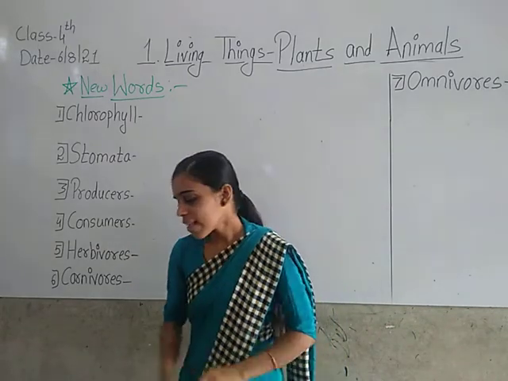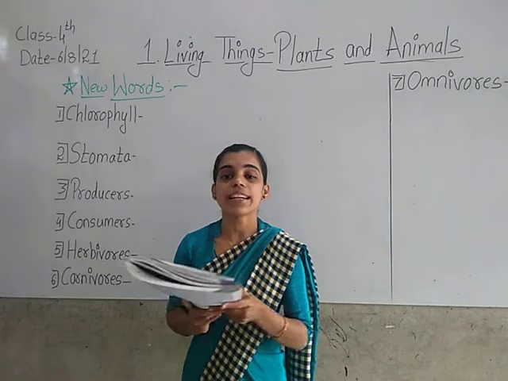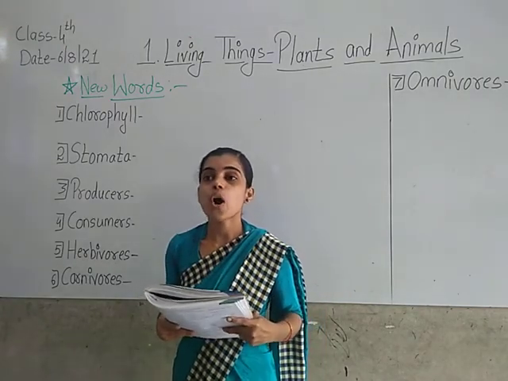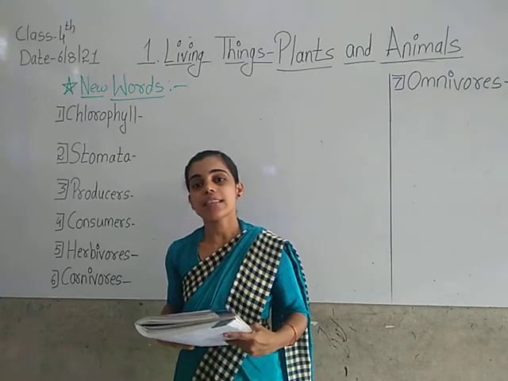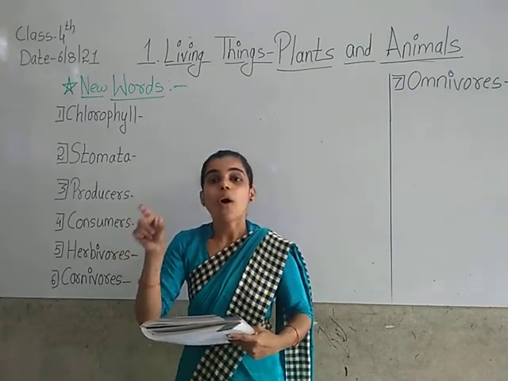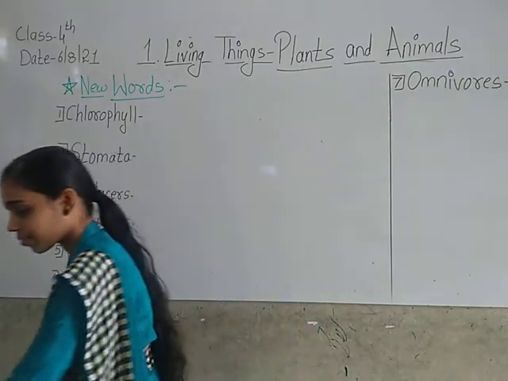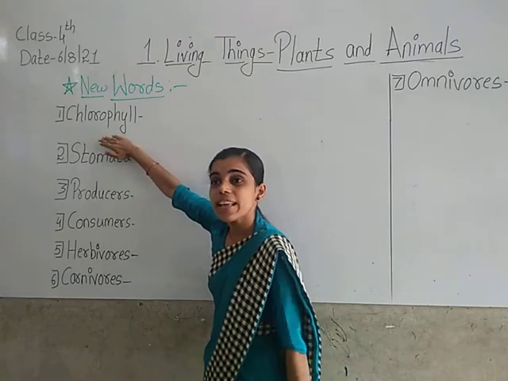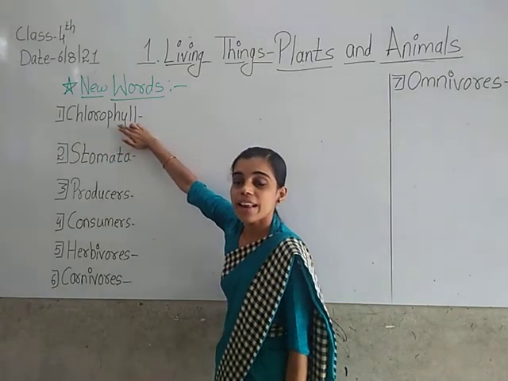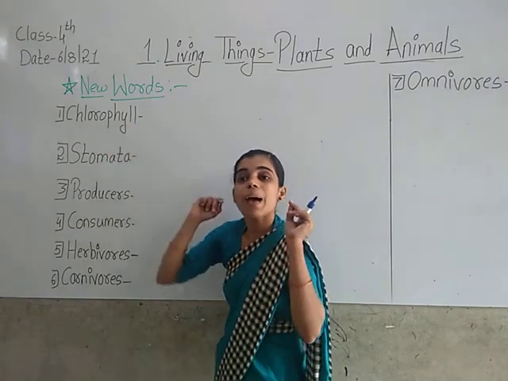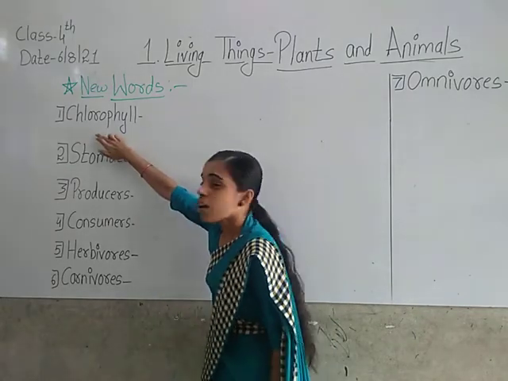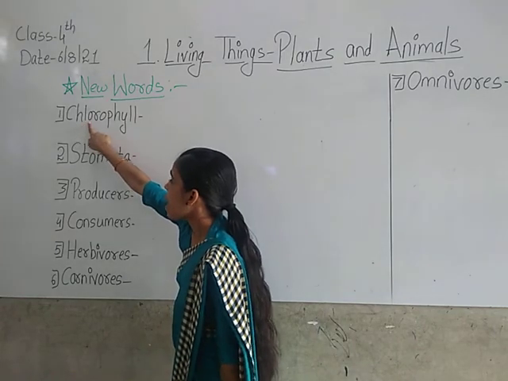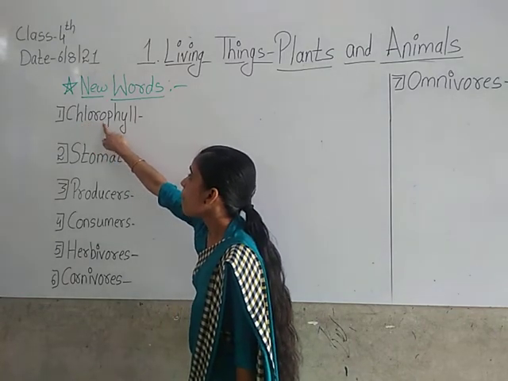So, on this page number 170, just open the first one, words to know. They have given some new words here. We will write the meaning of these new words. So, the first word is chlorophyll. Here, children, you have to spell with me the spelling of chlorophyll. C-H-L-O-R-O-P-H-Y-L-L.